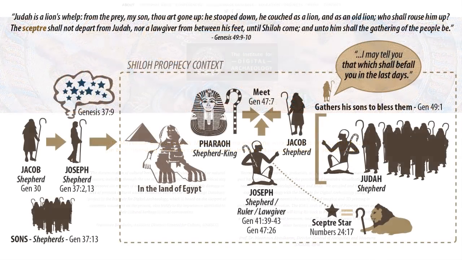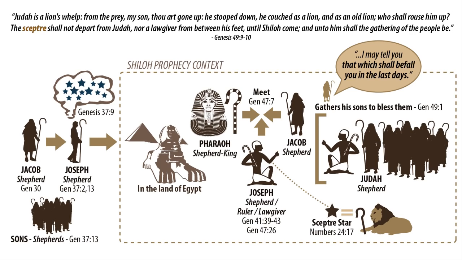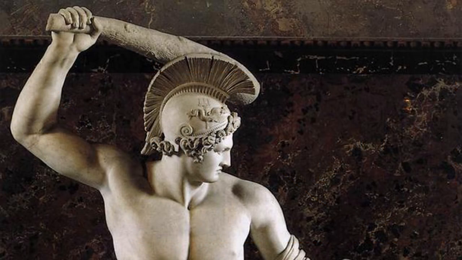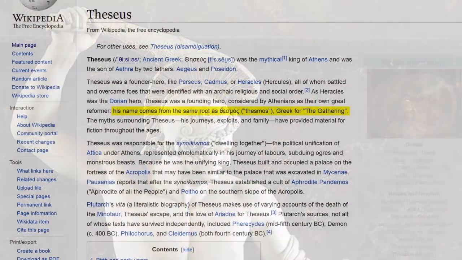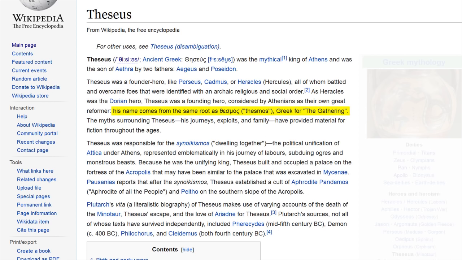And the more we understand the biblical patterns and shadows about the scepter and the ruler and the Shiloh prophecy, the better we can understand and see what the enemy is doing and why they are using similar messaging too as well. The enemy on their main page is really pushing and promoting the idea of this figure called Theseus. And we mentioned how his name comes from the same root as Thesmos, Greek for the gathering.